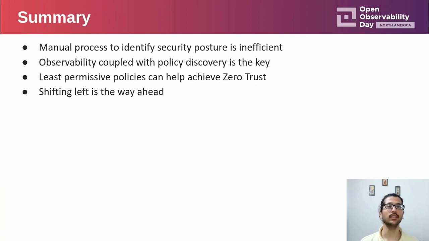So to summarize, it is not only inefficient to manually derive security posture but also has a high chance of missing important logs. Observability coupled with a policy discovery engine can provide a seamless DevSecOps setting. Least permissive policies can help achieve zero trust. Observing application behavior during testing can help in identifying runtime attacks in the early phase of development, and shifting left is the way ahead.